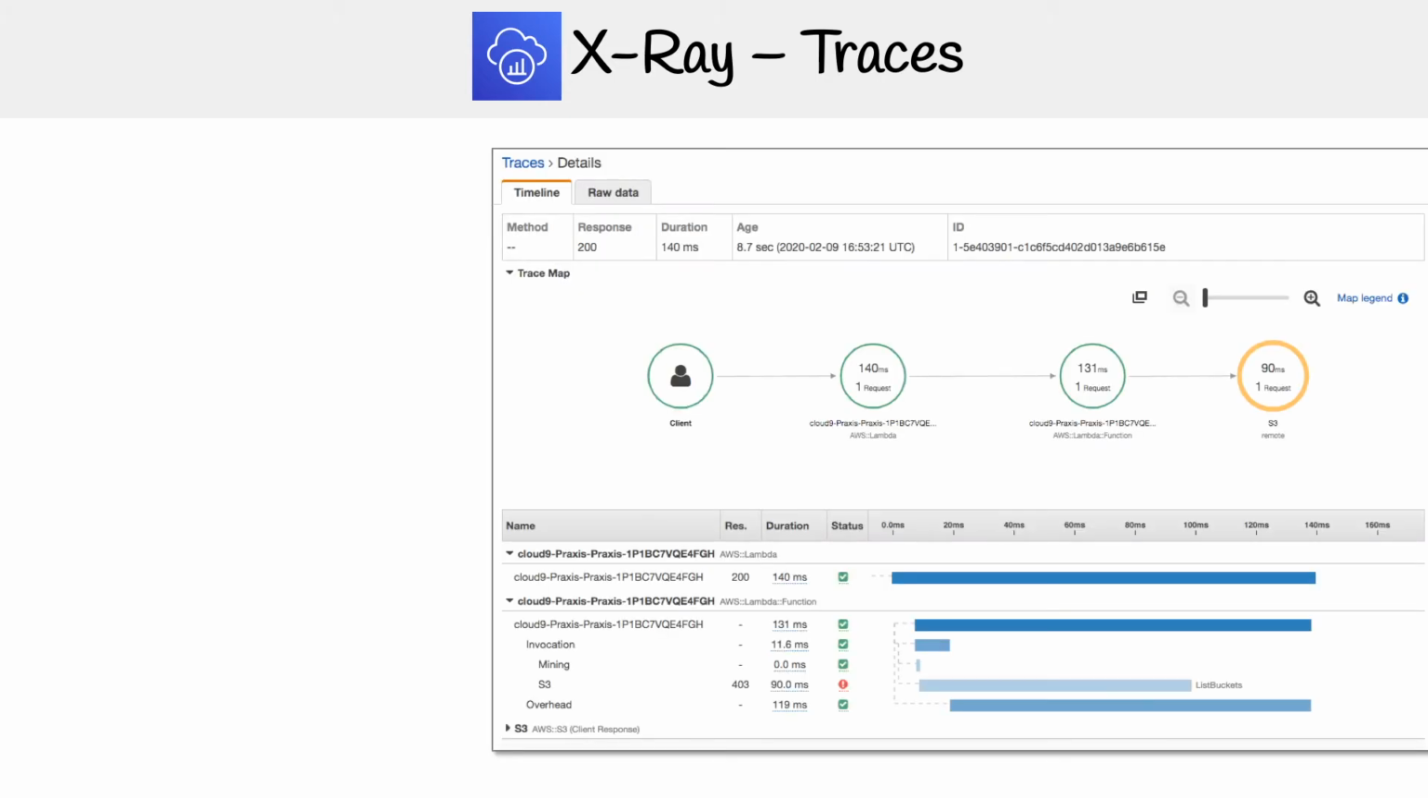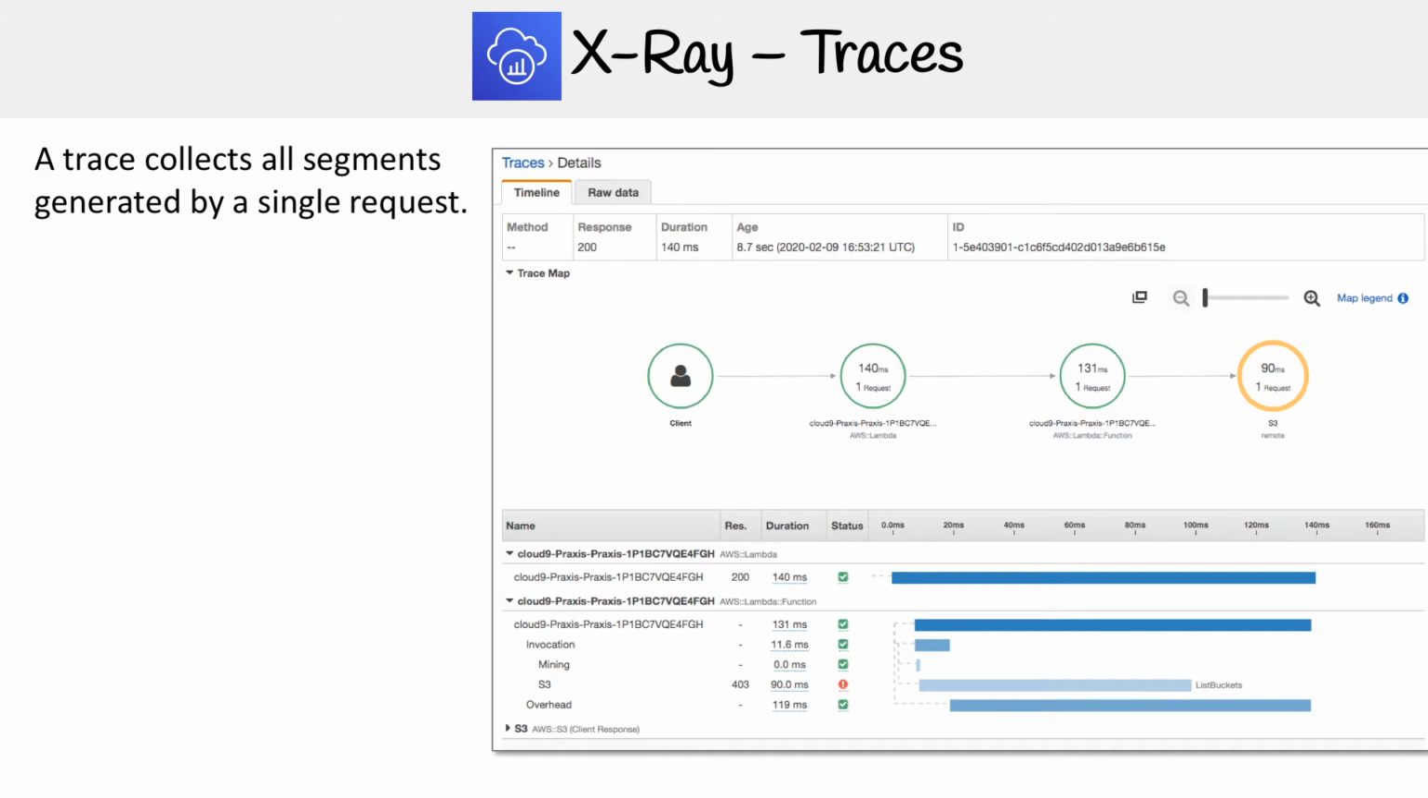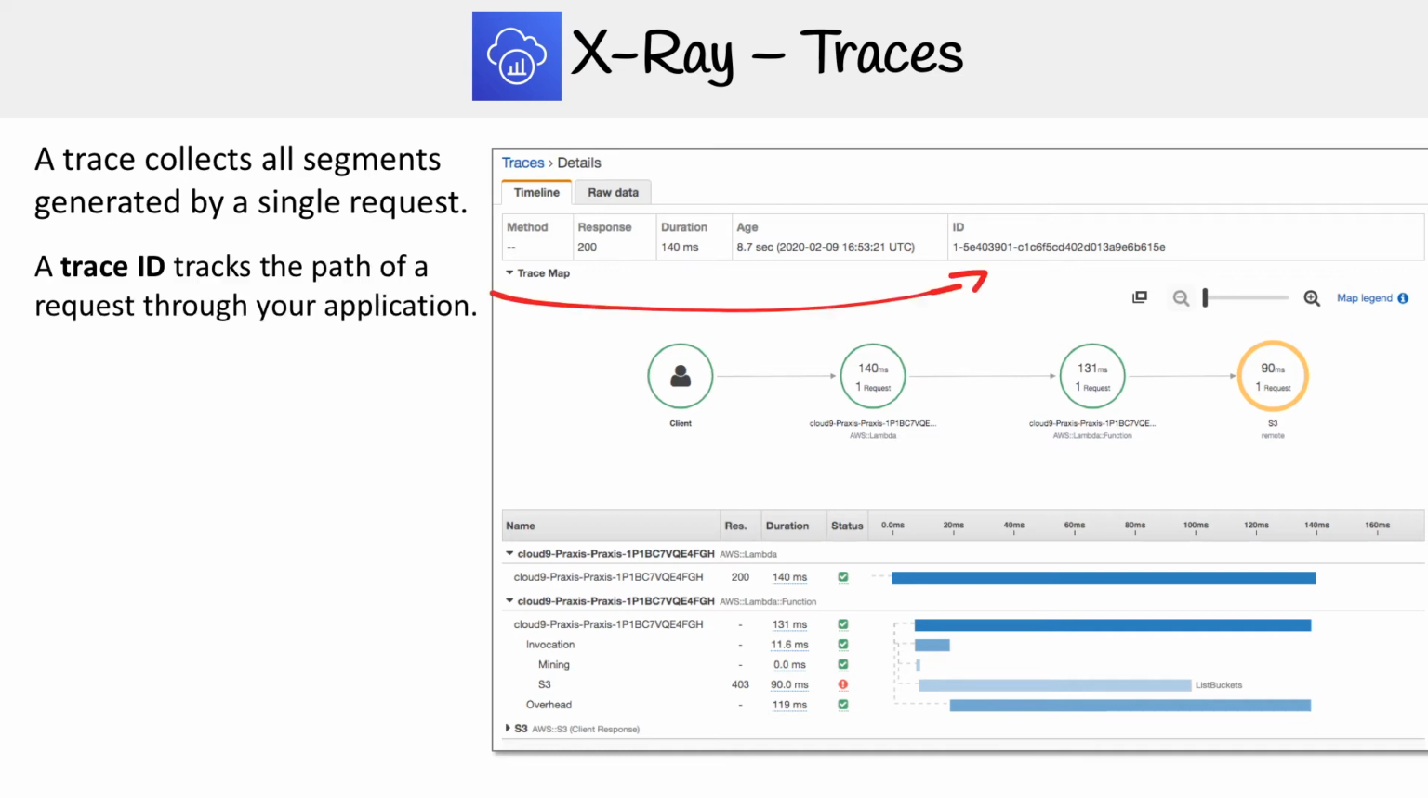So let's just take a look here at traces. So here I've drilled into a trace, and the way you can think of a trace is just it's a way of grouping all your segments together, and they're all started from a single request. So that first request is triggered, and then the idea is we need to keep track of its path through all these segments and services.